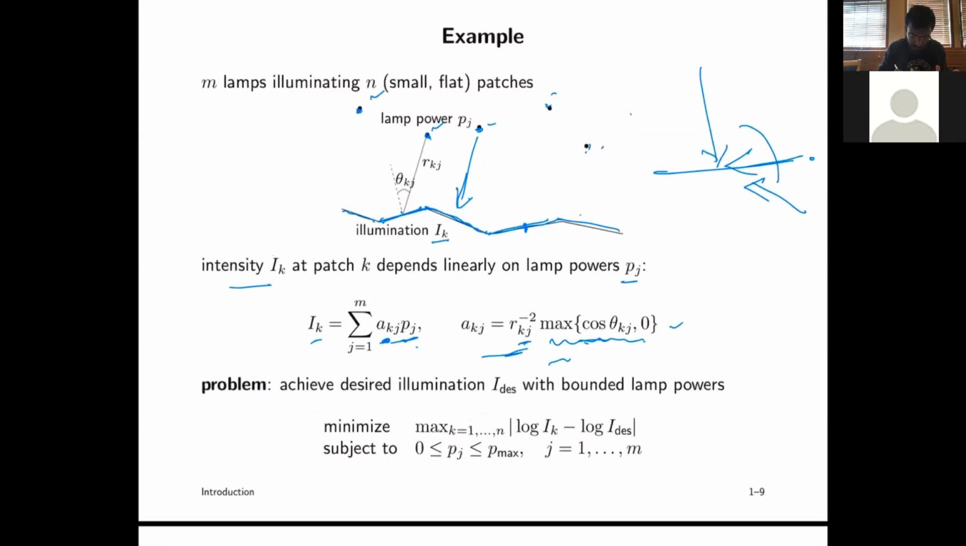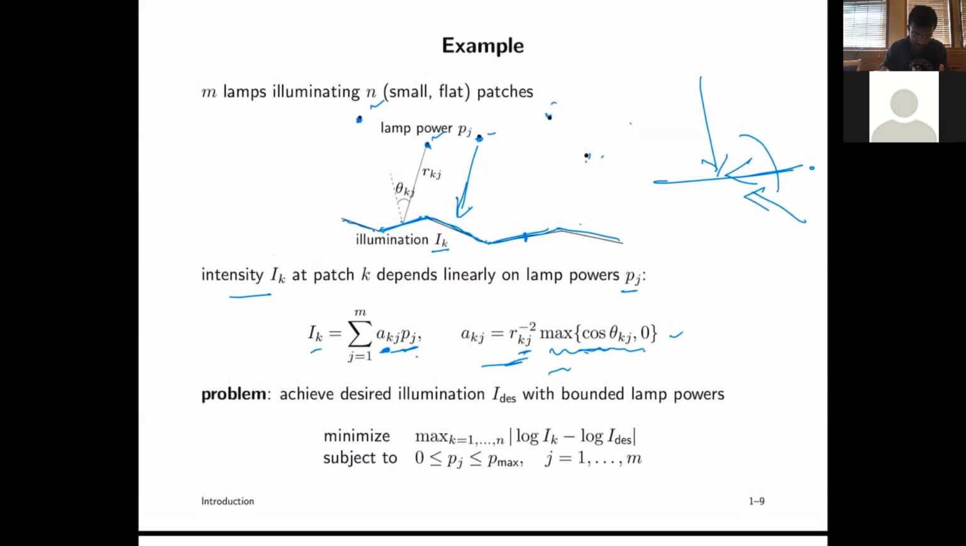But now I am forming an optimization problem. My aim is to achieve a desired illumination, I desired, at a patch. So the problem is that I can vary the power of these lamps. I want a particular setup of the power in such a way that at each patch I have a minimum illumination strength. Is it clear?